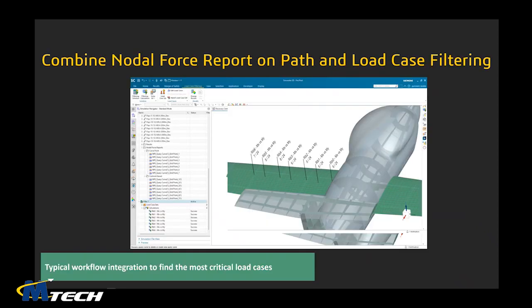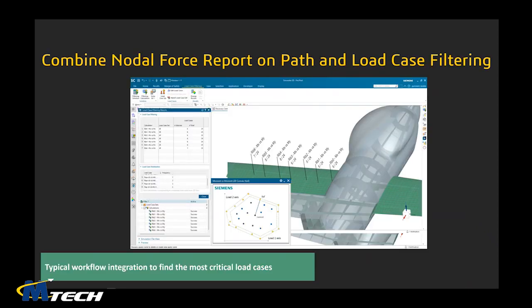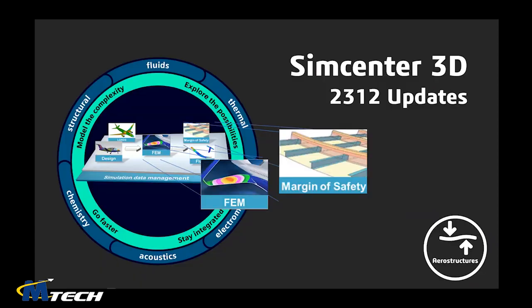The last feature worth mentioning has to do with the nodal force reports. 2312's patch not only provides the basic brick for shear moment torque diagrams, but can also be used in load case filtering to automate the selection of critical load cases through the convex hull at each section. This solves the issue of finding the most critical load cases using the envelope of the SMT diagrams at various sections of the aircraft. So these were just a few feature updates inside of Aerostructures.